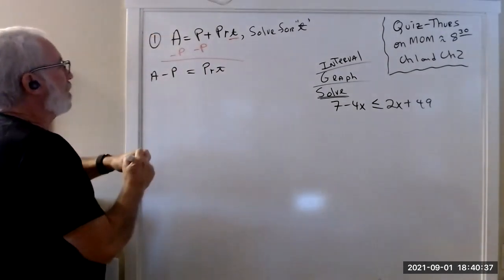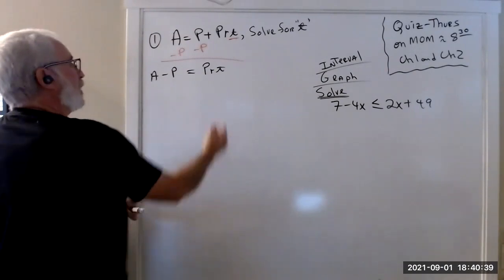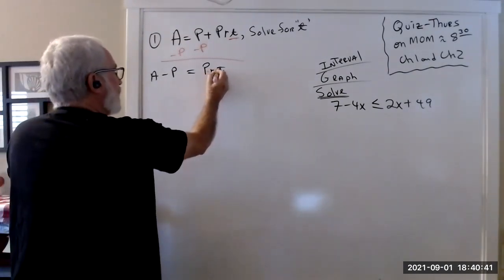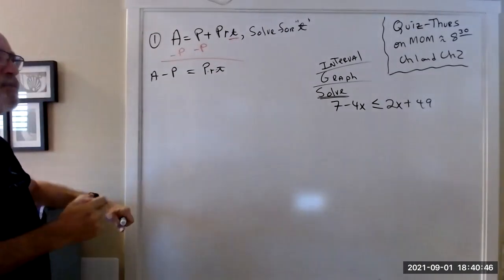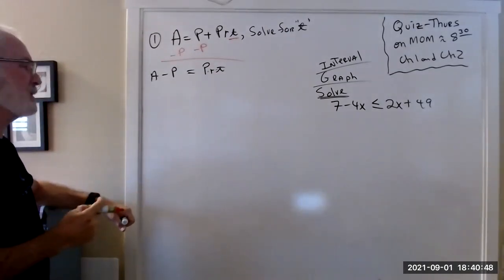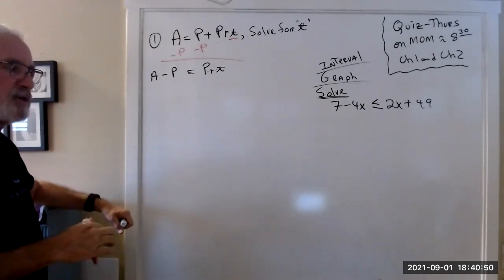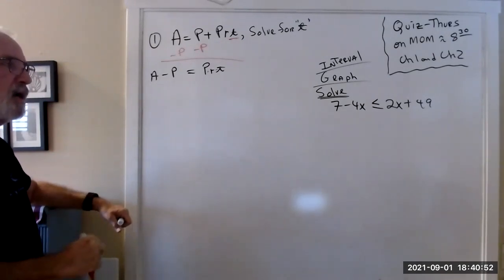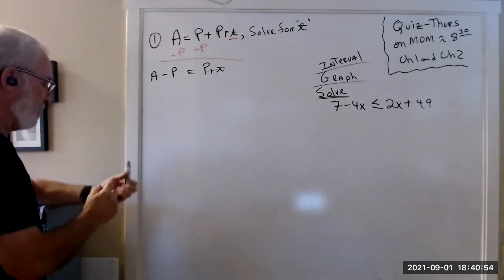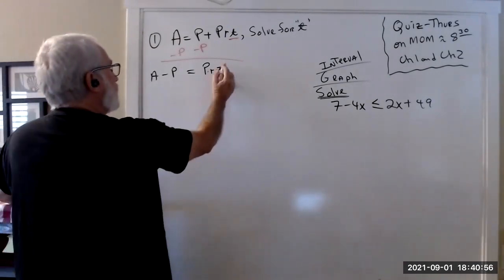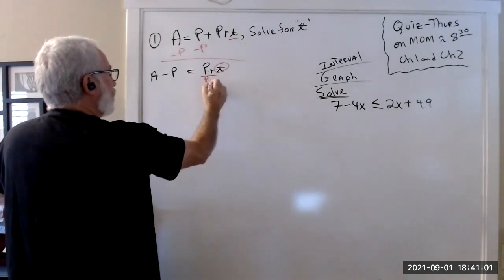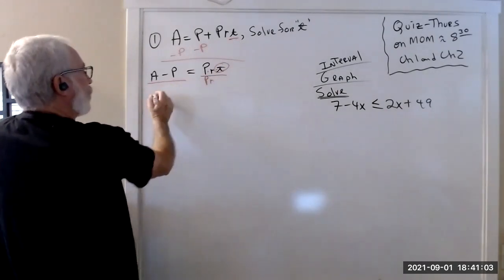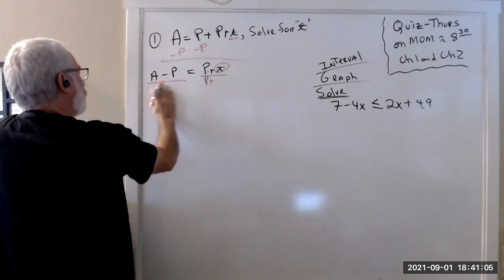Now, the next thing is I notice that PRT actually means P times R times T. And we did a problem right at the tail end of class last night with circumference. If you go look at your notes on that, where we just divided everybody. So I want to get the T alone. So I want to divide by PR. Divide this whole side by PR.